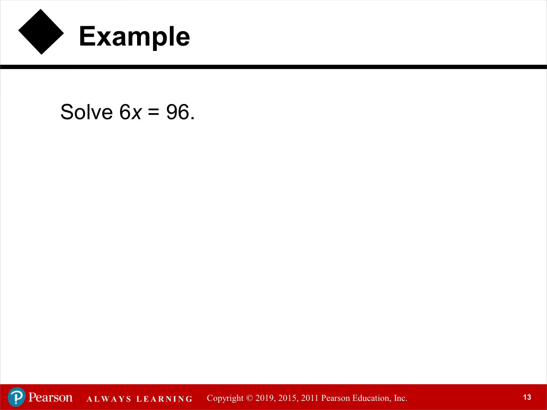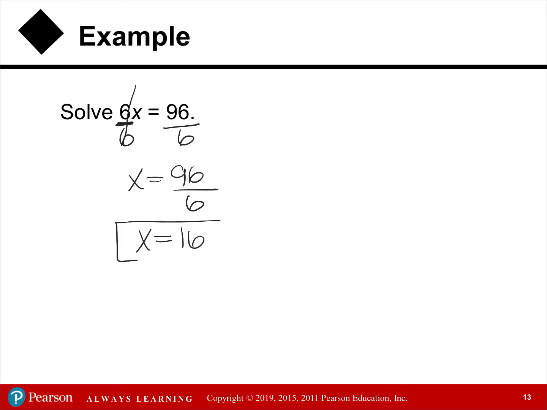Now we're going to solve this one. So when I see that the x is being multiplied by 6, I have to do the opposite. So I'm going to divide by 6, divide by 6. Remember that what you do to one side, you have to do to the other. So now I'm going to rewrite it. And I'm going to check on my calculator. Can I indeed divide 96 by 6? And I can, and it gives me 16.